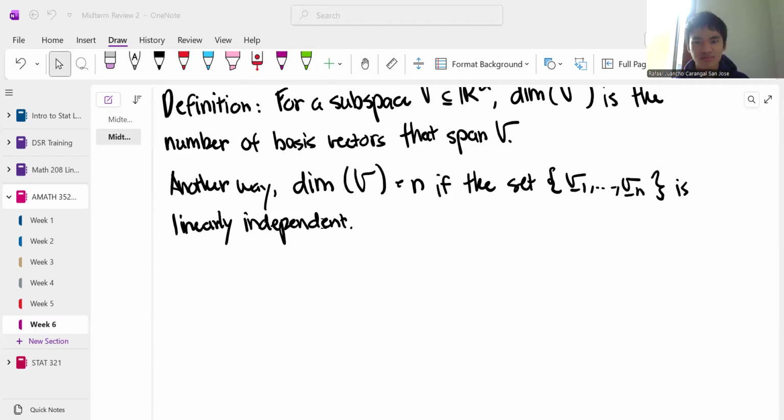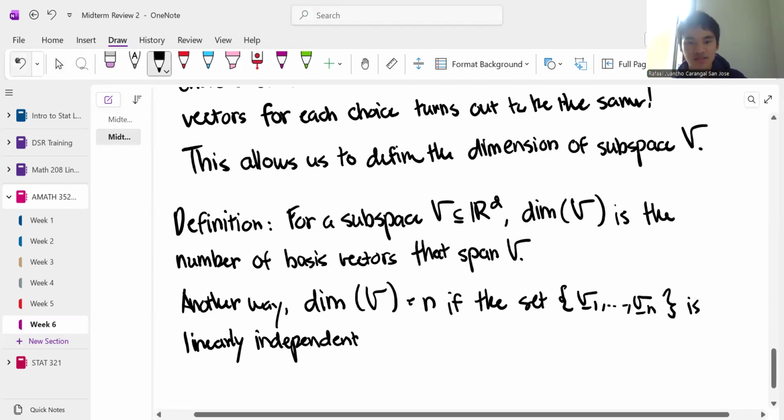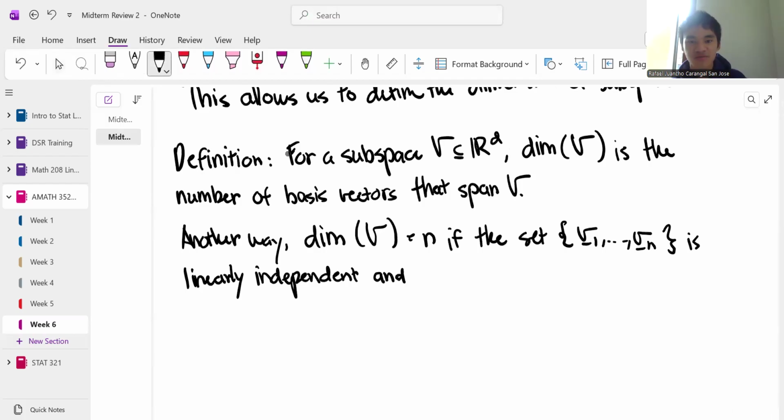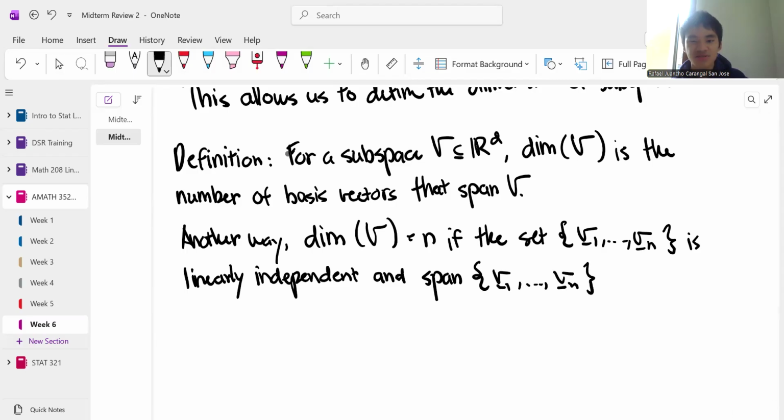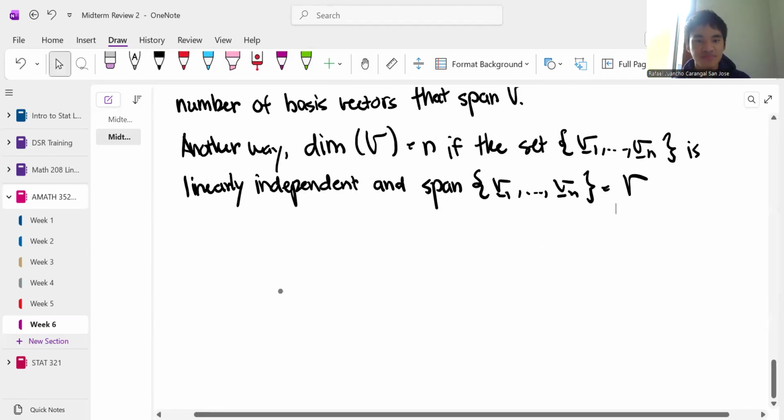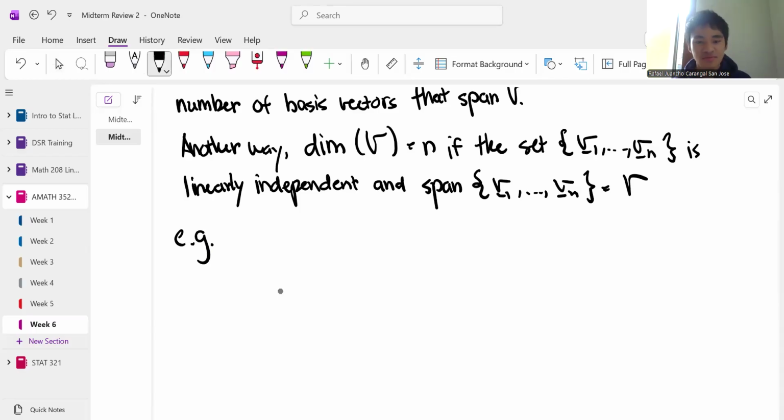So we have the set is linearly independent. I'll add something. This one is relating it to the first one, but the span of this set from V1 to Vn is actually just the subspace V.